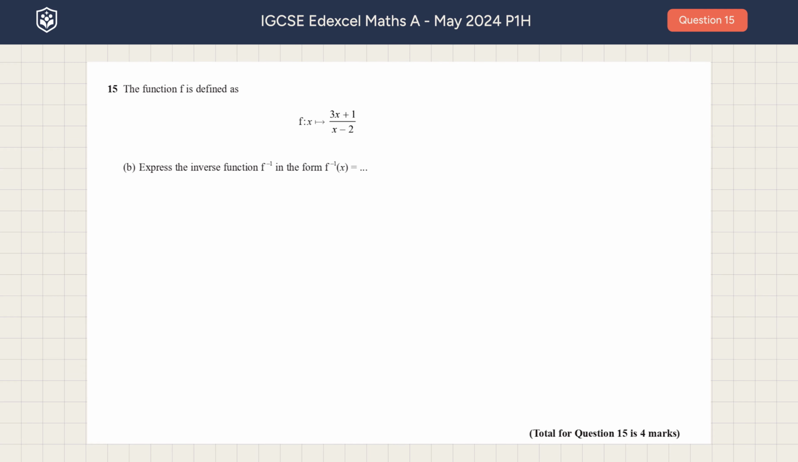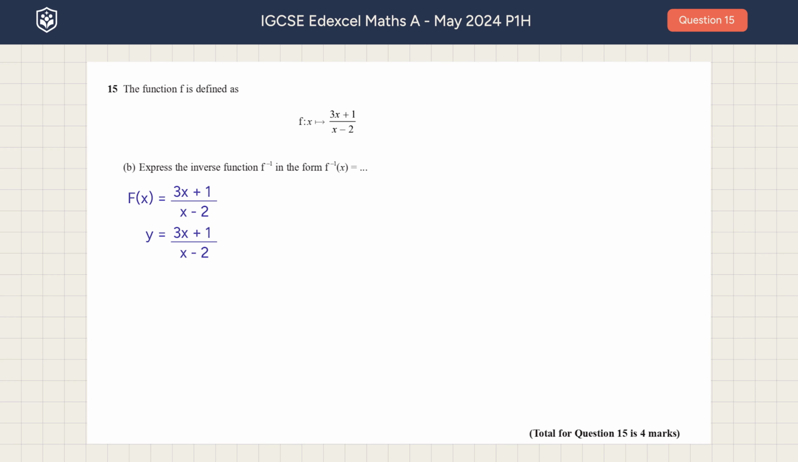Let's write down the equation above again. f(x) equals (3x plus 1) over (x minus 2). Remember, whenever you're trying to find the inverse of a function and you replace f(x) with y, our goal is to make x the subject of the equation. So first, let's replace the f(x) with y.